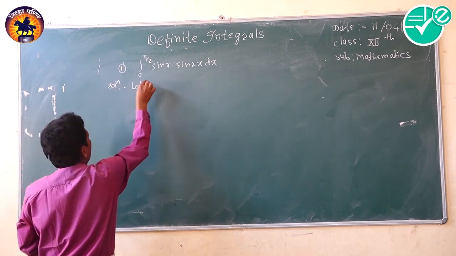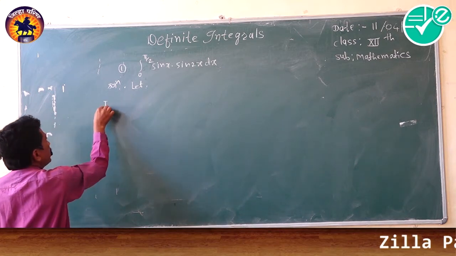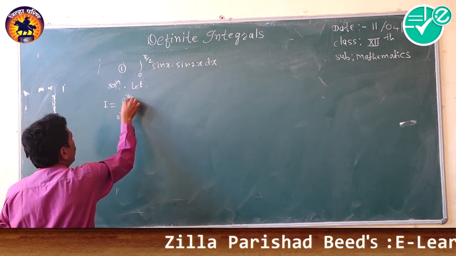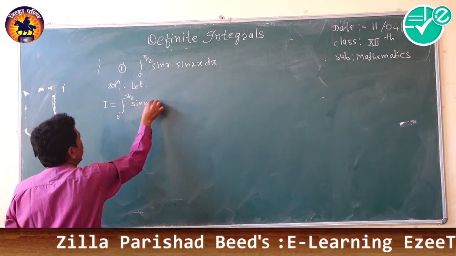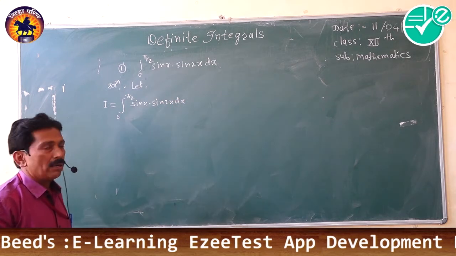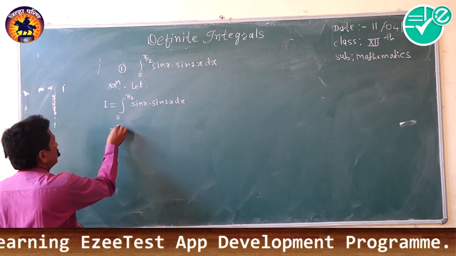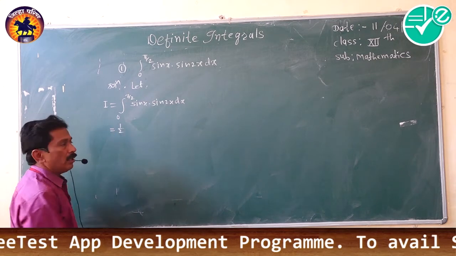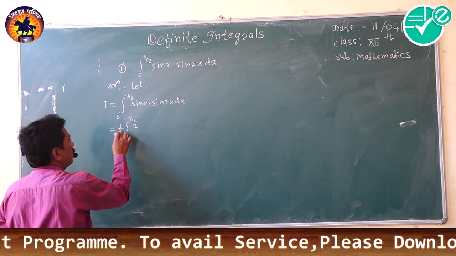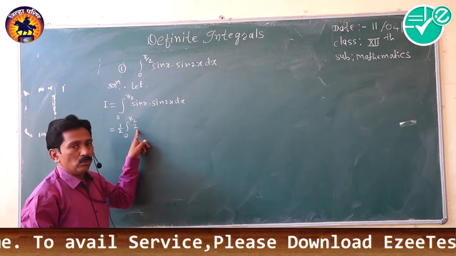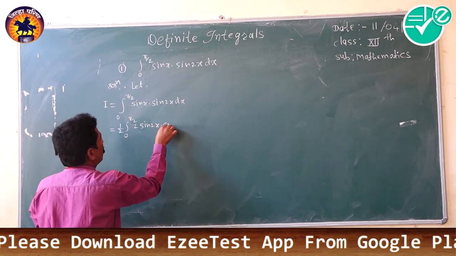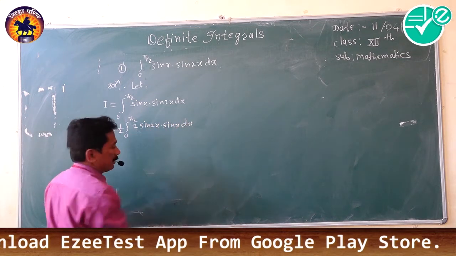Let I is equals to integration from 0 to pi by 2 sin x into sin 2x dx. Or we can write this as 1 by 2 into 0 to pi by 2. We can write here 1 by 2 and 2 sin 2x into sin x dx.